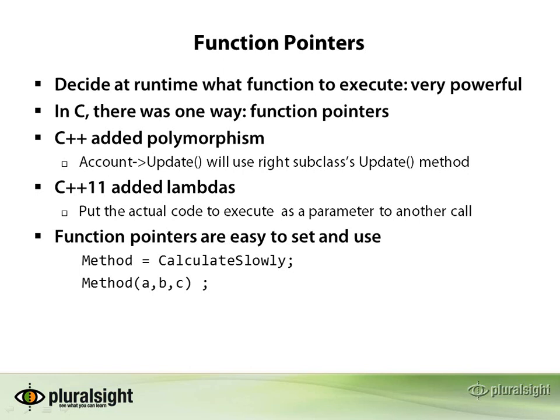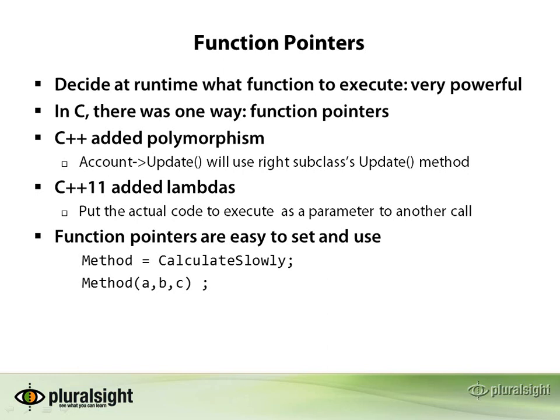I set some variable method, which I cleverly haven't shown my declaration of, to a value. And calculateSlowly is the name of a function. Now, if I had round brackets, calculateSlowly(), semicolon, I would be calling the function and putting the result into method. But that's not what this line of code is doing. It's actually setting the function pointer to point to the calculateSlowly function. The next line, which says method(a, b, c), will actually execute calculateSlowly(a, b, c).